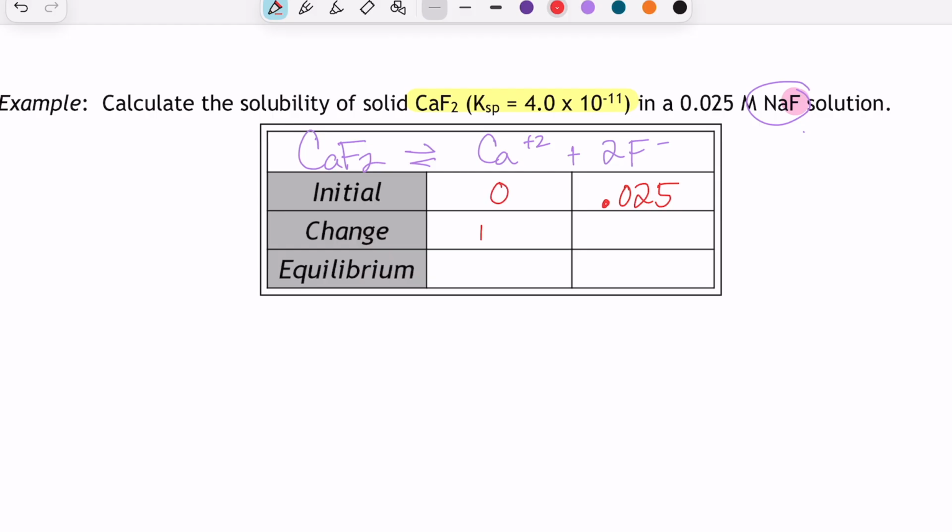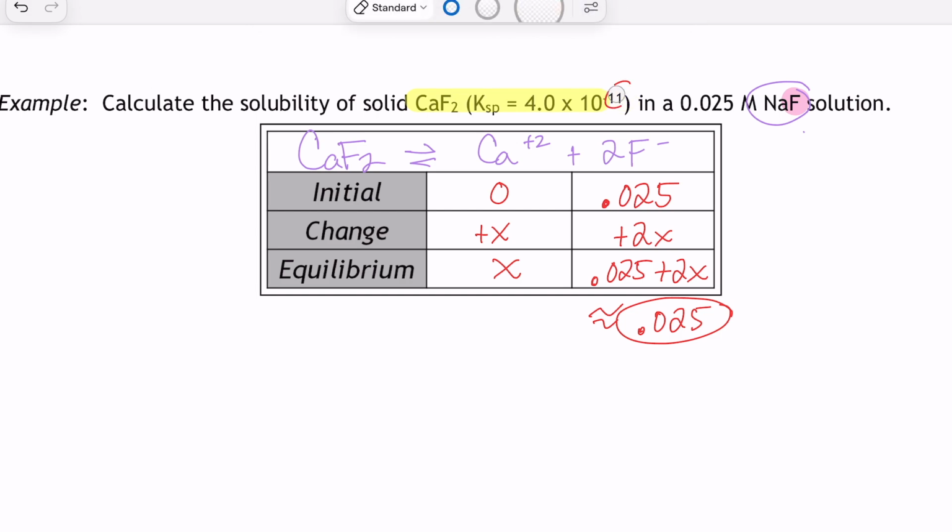All right, so we have plus x, we have plus 2x. So then we get x, and we get 0.025 plus 2x. And again, this is so small that we can approximate it to be 0.025, because look at how tiny our equilibrium expression is. Our Ksp value is times 10 to the negative 11, so it's so small that that change is negligible.